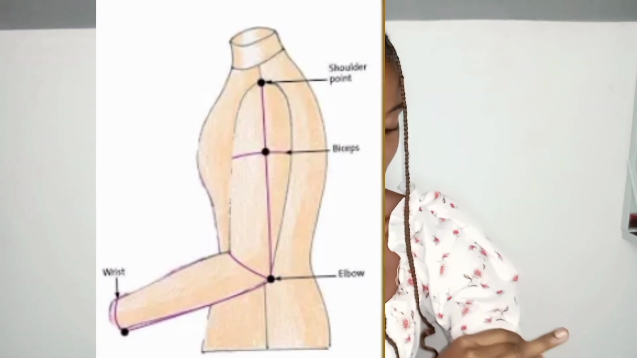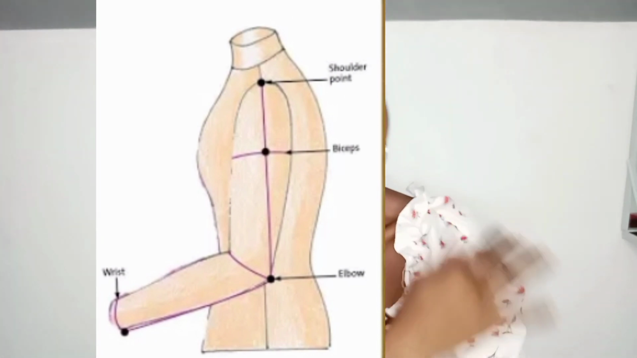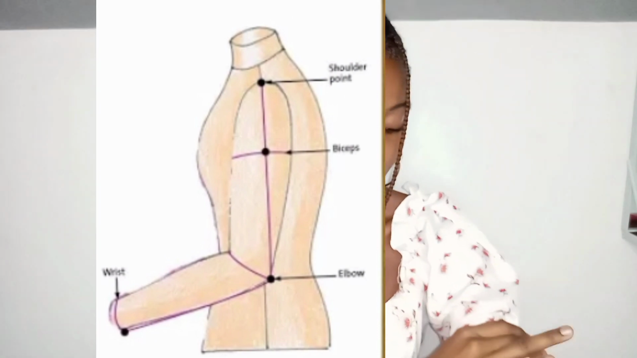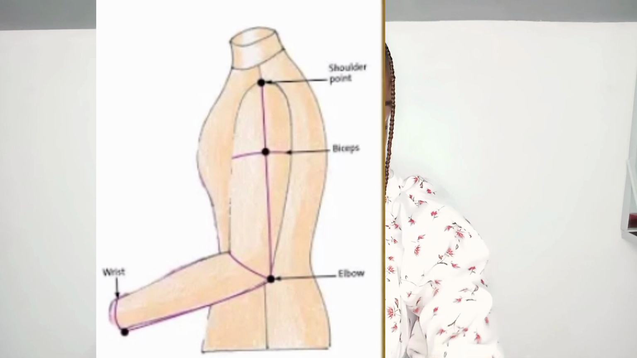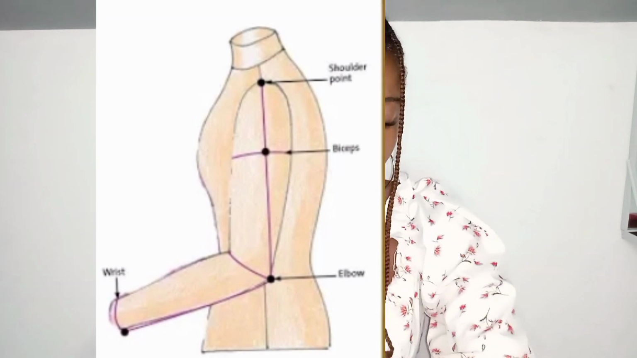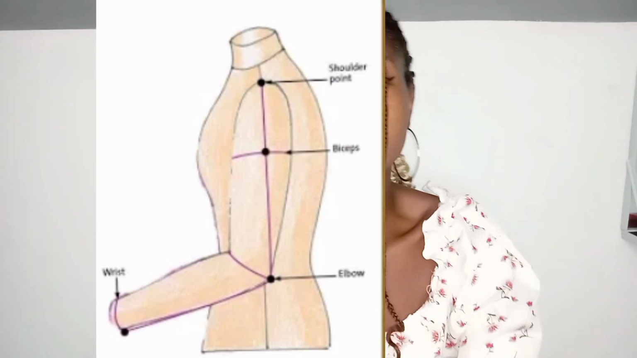And then those points we just marked, with the exception of our shoulder line, we're going to take the round circumference of each of those points. The round circumference of your bicep, round circumference of your elbow, round circumference of your wrist, and you're going to divide them by 2.